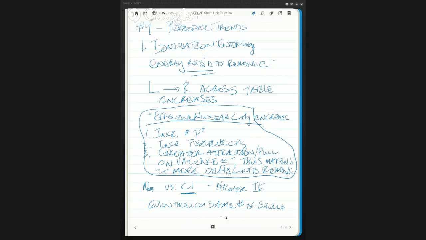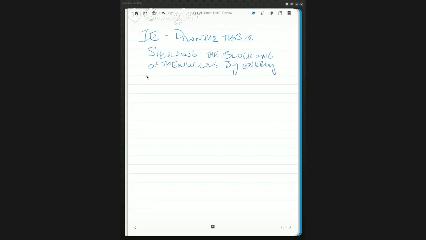Oh, sorry. What if you're moving down the periodic table? So still for ionization energy, what if you're moving down the table? Okay, in this situation, the second important factor is about shielding. So shielding is the blocking of the nucleus by energy levels. Okay, so the blocking of the nucleus by energy levels.